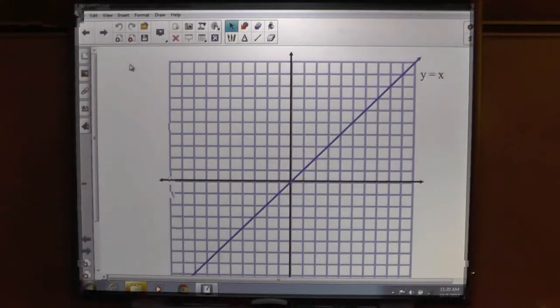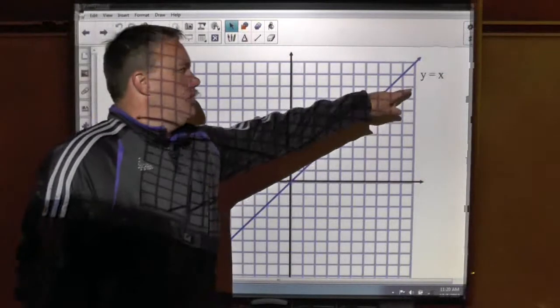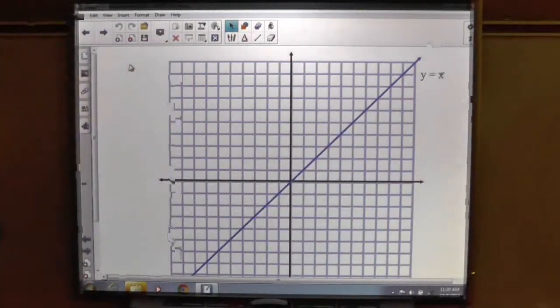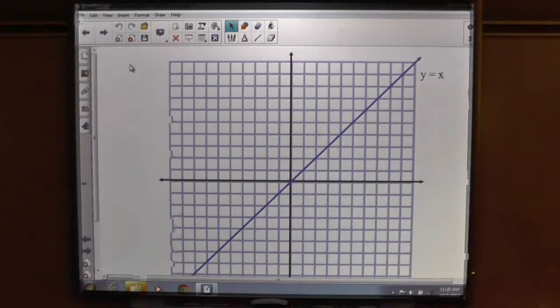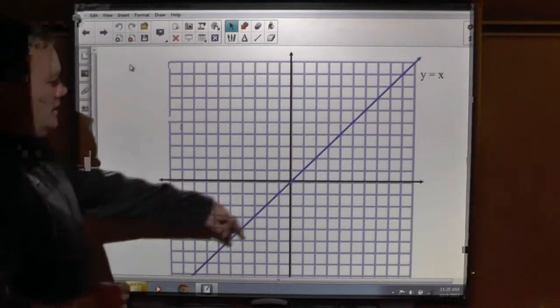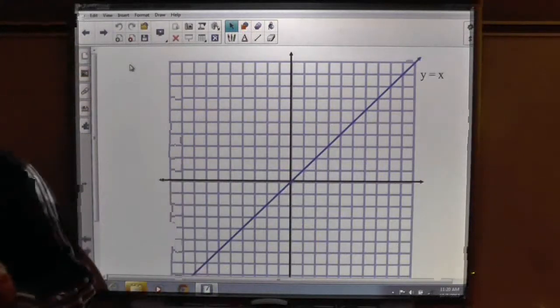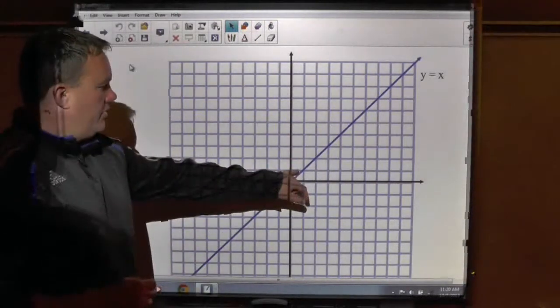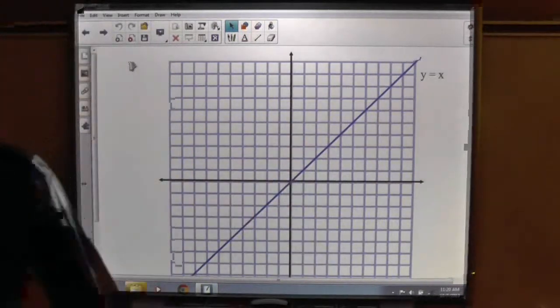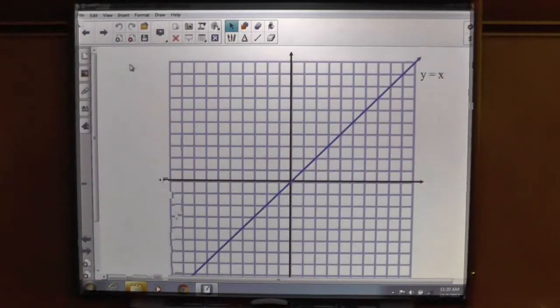The first thing I want you to start with is your parent function for a linear equation, y equals x. As you go to graph that, your y-intercept is (0, 0), and then your slope is 1. So go up 1, to the right 1, up 1, to the right 1. Draw that on there. If you need to pause so you can get it drawn, do so.